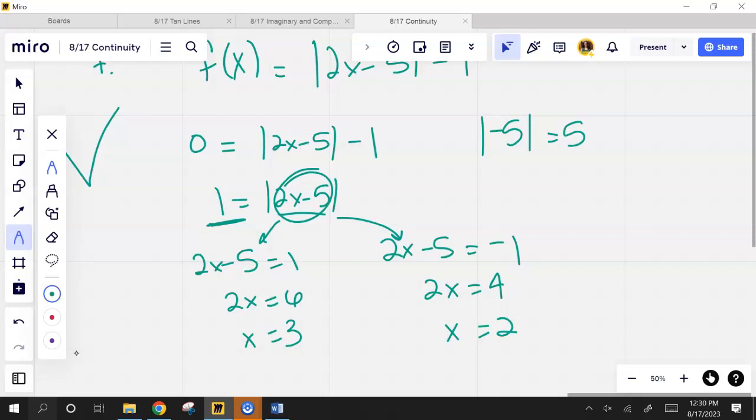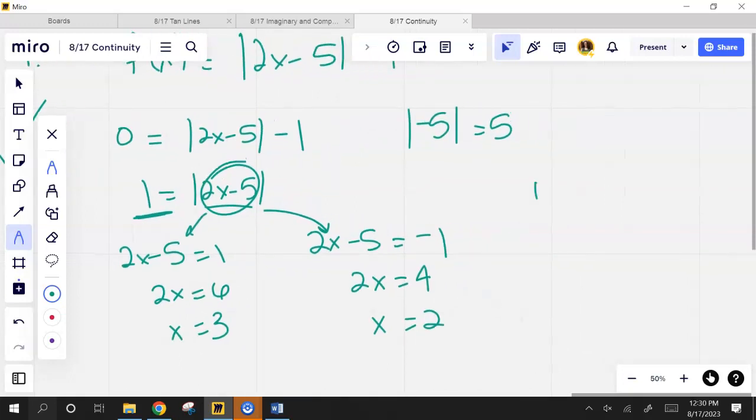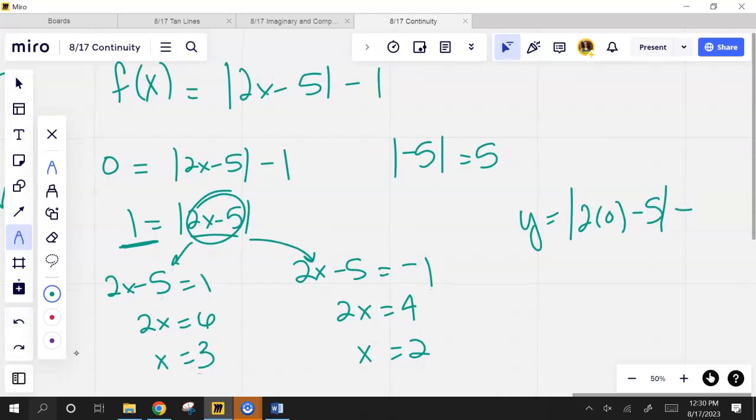Now for your y-intercept, put a 0 in for x. Yep, always. Absolute value of -5 minus 1, which is 5 minus 1, which is 4. Yay. What else? 9? I don't want 9 anymore. Sure.